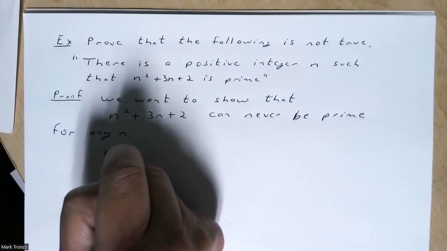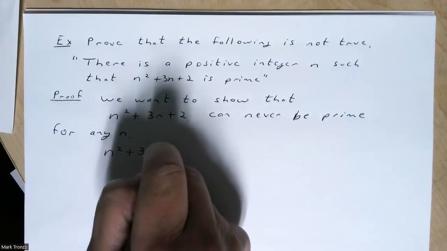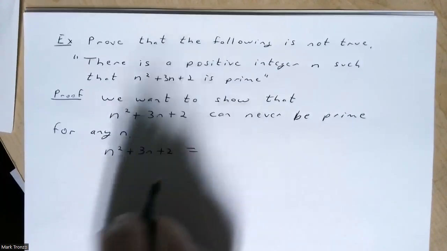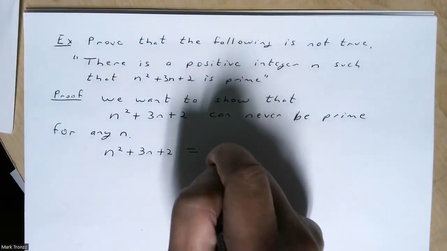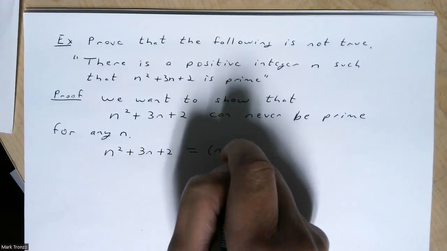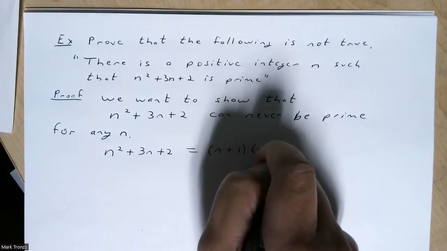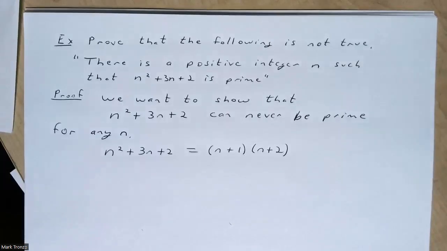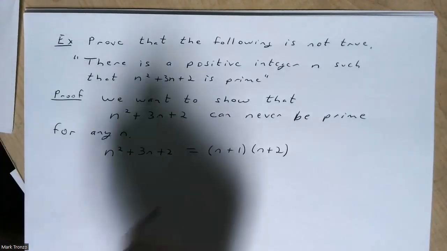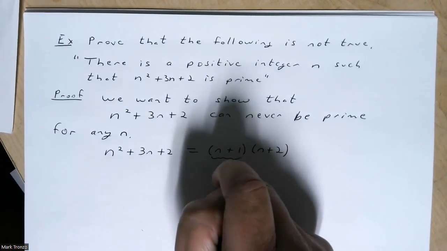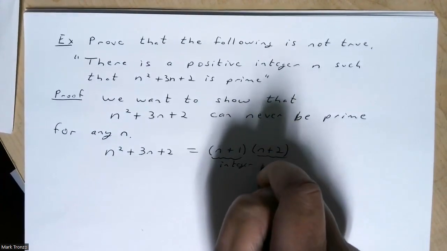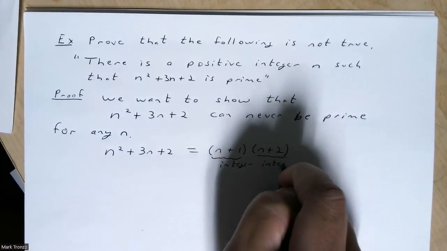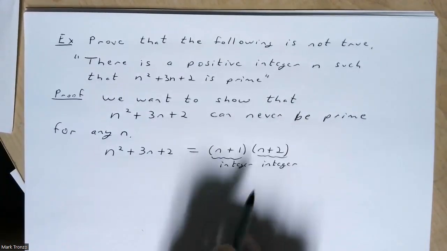So notice that we can factor this, can't we? This can be factored into n plus 1 times n plus 2. Simple as that. And so we have an integer here, and we have an integer here. And so this is a composite number.